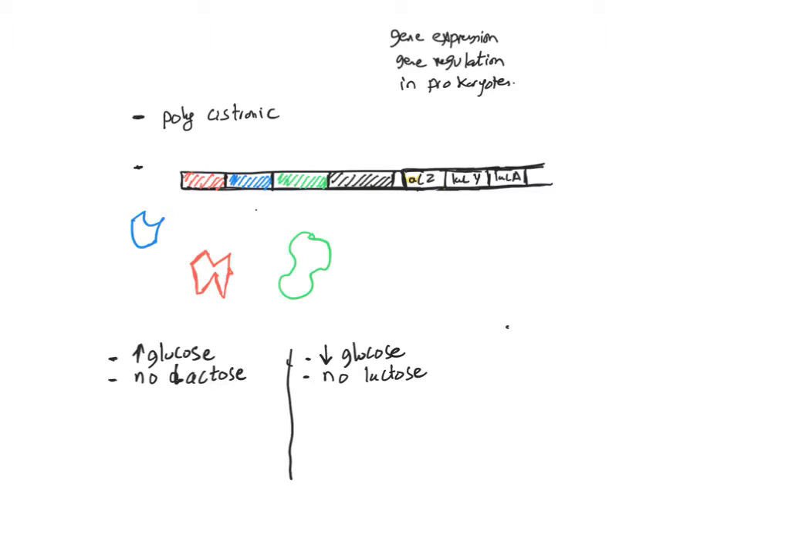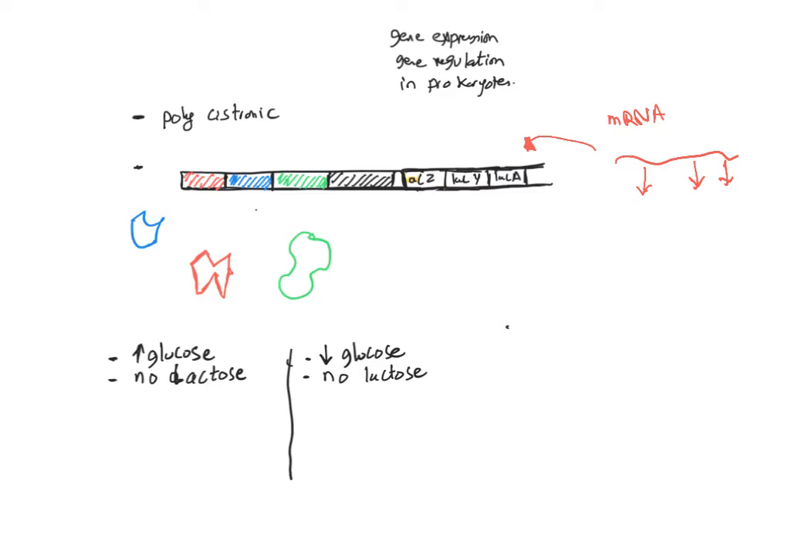Hi everyone, in this video I'm going to talk about gene expression, or gene regulation, in prokaryotes. Gene expression is changing the expression of the gene according to the environment surrounding the living organism. For example, we know that prokaryotes are polycistronic, meaning that each mRNA could code for more than one gene. So this is mRNA, and it could code for more than one gene, like this example right here.